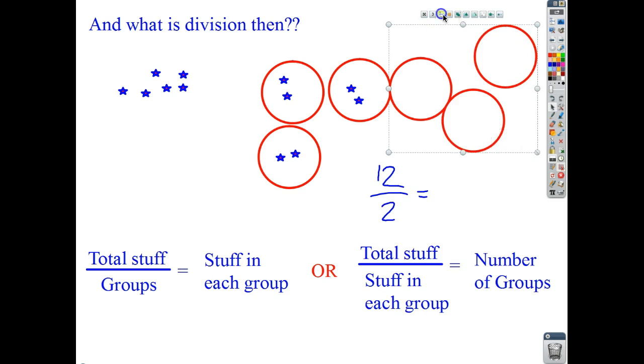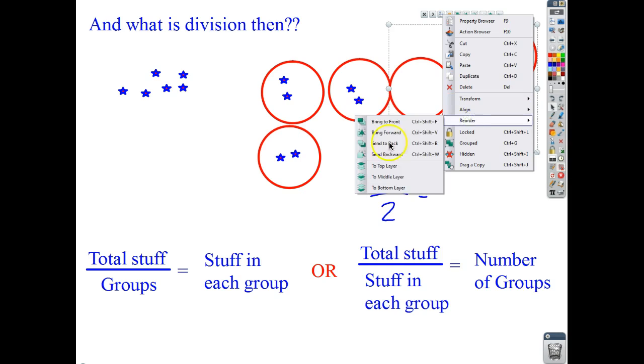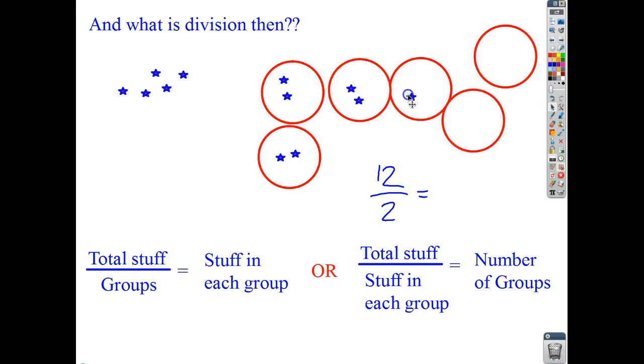I have to send all this stuff backwards. Sorry, I wasn't planning for that whole reordering business. Anyway, so here I put 2 over here, and then I make another group of 2, and these 2 can come together, and we can put them there. And what we notice is, if I make groups of 2 like this, that makes 6 groups. And that's what we're doing with division.